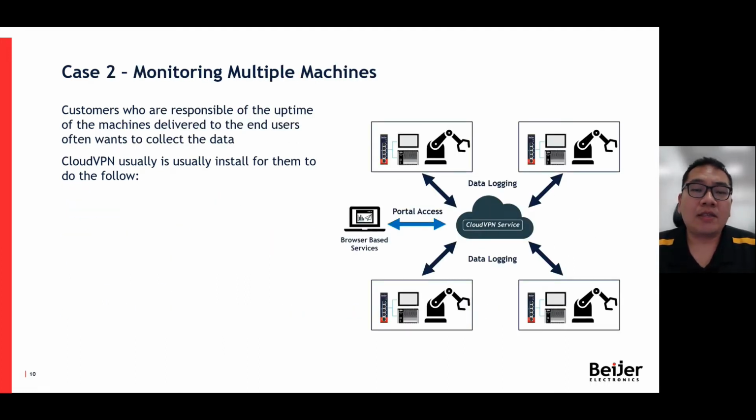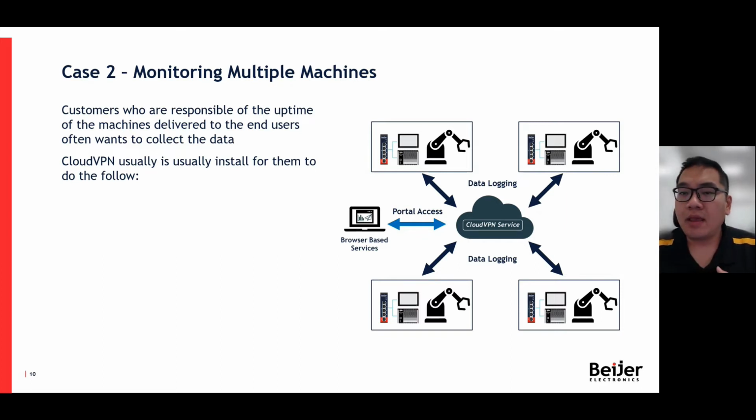Next, we have the second type of most common customers that we have. We have the customers who own a lot of different machines in this case. Besides owning a lot of machines, they also require some form of dashboard services that they want to provide to their customers. For example, they want to see their OEE.